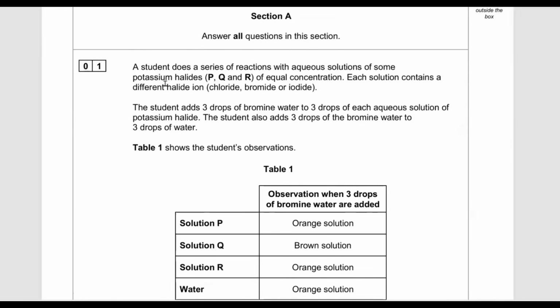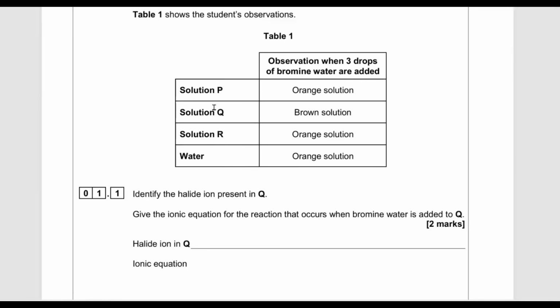So Q1, a student does a series of reactions with aqueous solutions of some potassium halides, P, Q, and R of equal conc. Each solution contains a different halide ion, chloride, bromide, iodide. The student adds 3 drops of bromine water to 3 drops of each aqueous solution of potassium halide. The student also adds 3 drops of the bromine water to 3 drops of water. Table 1 shows the student's observations.